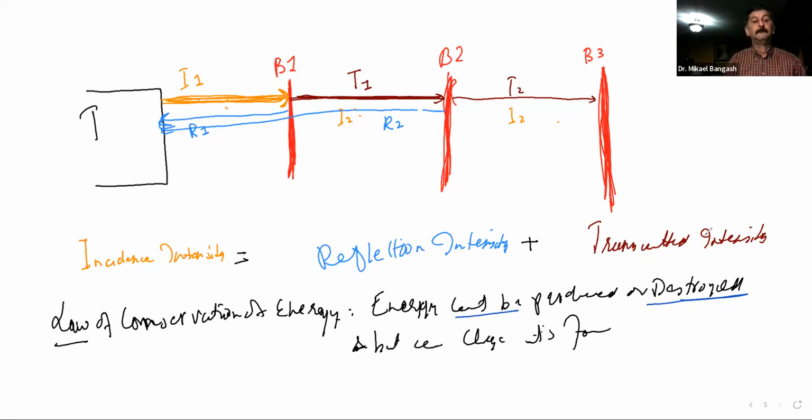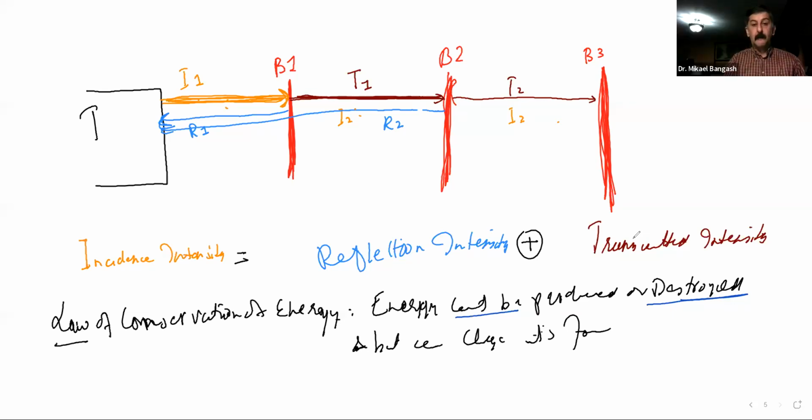Did that make sense? Can you just repeat the last thing you just said, like that last sentence? That the intensity of your incidence is always going to be equal to the sum of the intensity of the reflection and the intensity of the transmitted. Did that make sense? Yep, thanks.